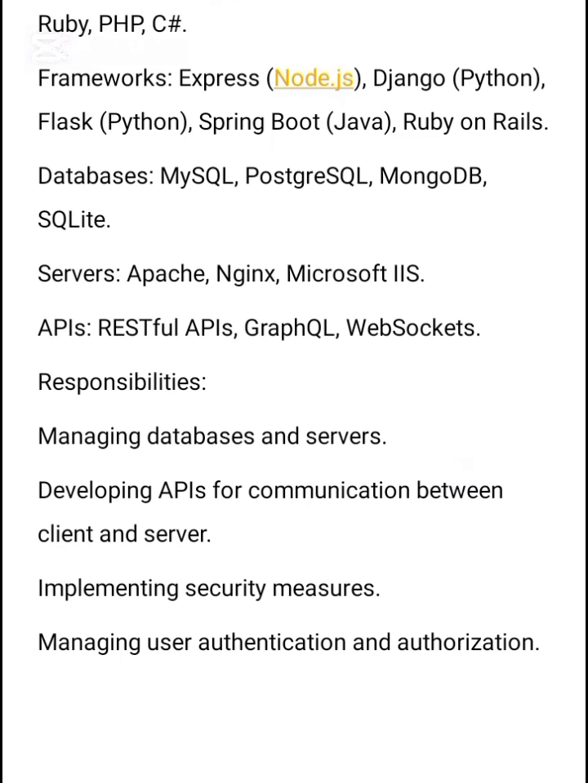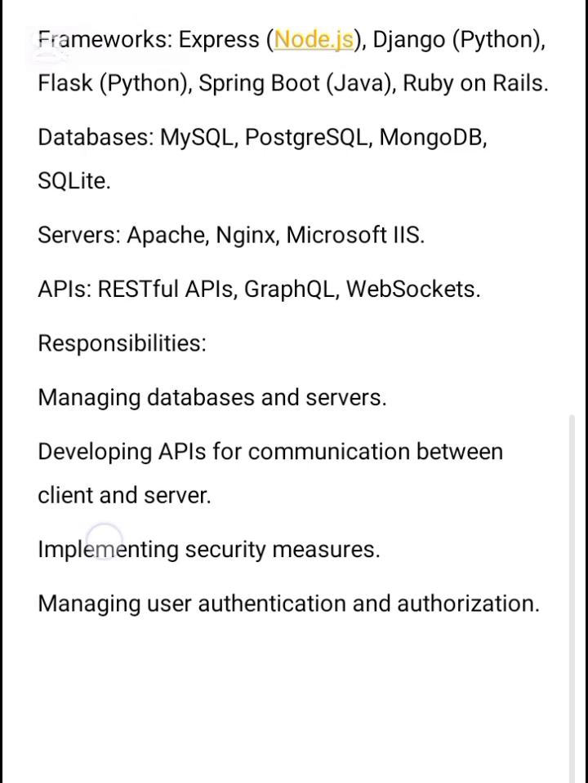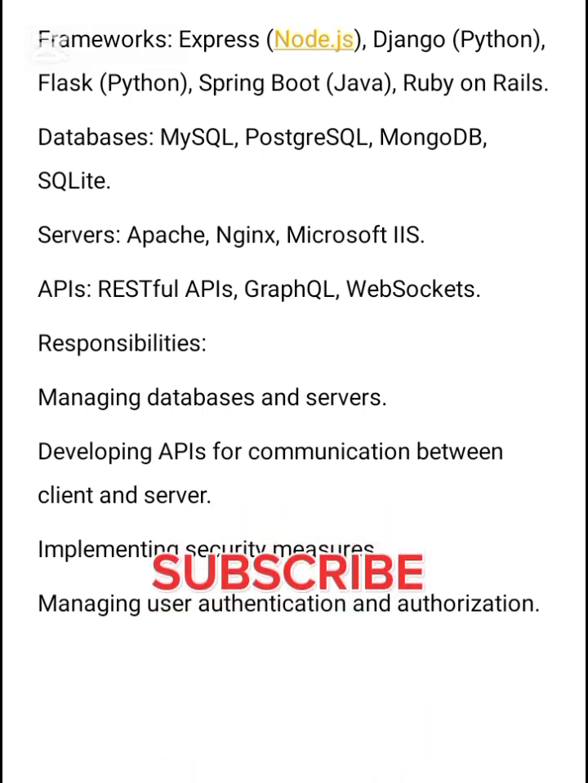Databases: MySQL. These are places where you store people's information. PostgreSQL, MongoDB, SQLite. Then servers: Apache, Nginx, Microsoft IIS. Then APIs. We are going to delve into all these. What are APIs, what are servers, what are databases? It's good we take it gradually so that we understand each individually, because what makes programming complex is that if you try to rush it, you will get it wrong.